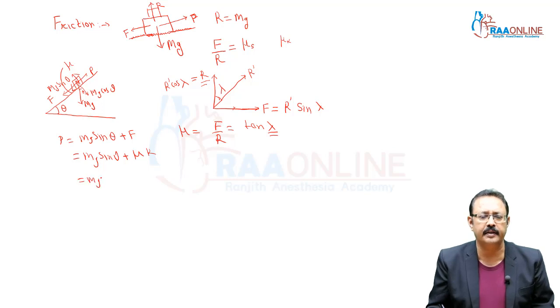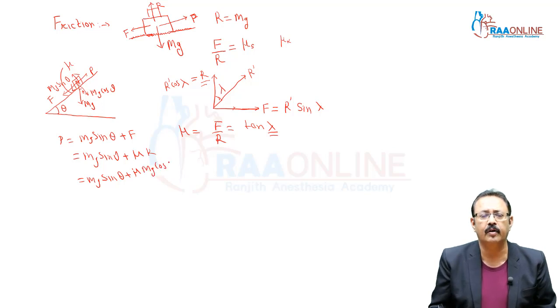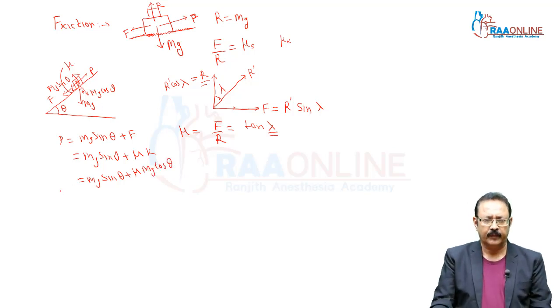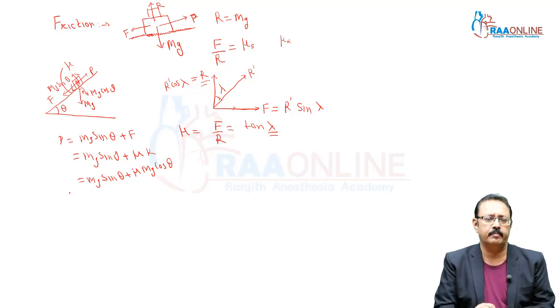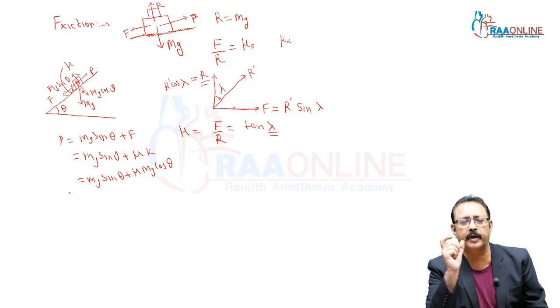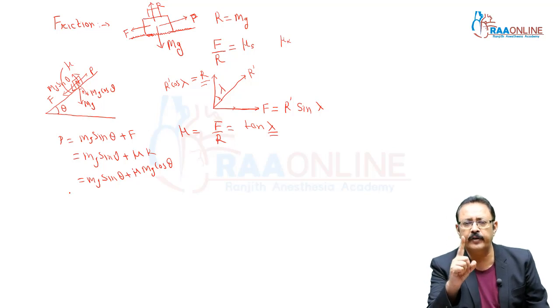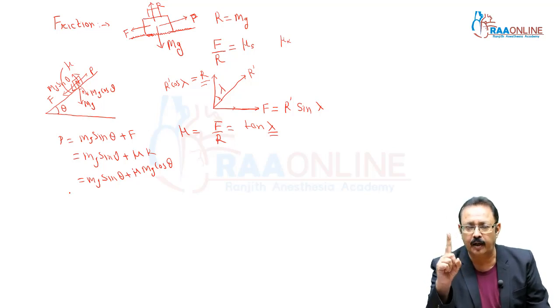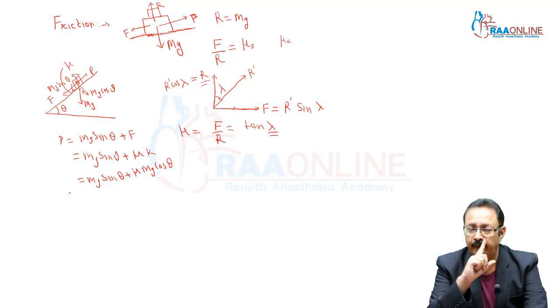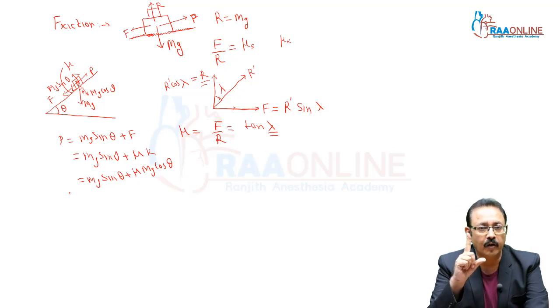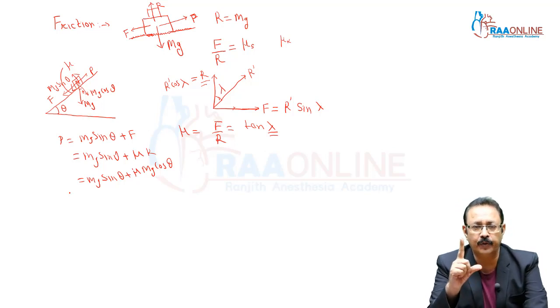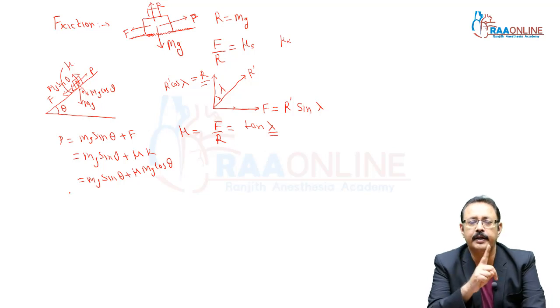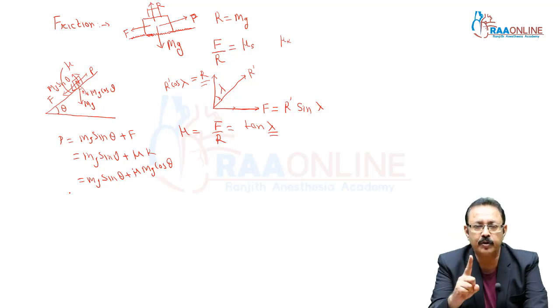Means mg sin theta plus mu R, means mu mg cos theta. So they can include the friction, but you only have to keep one thing in mind. F is equal to mu into R, plus friction is always a self-adjusting force acting in the opposite direction of motion. It should always be in the opposite direction of motion.